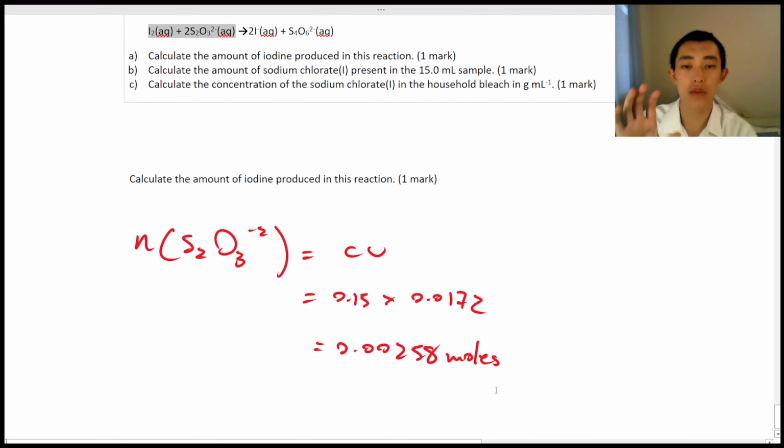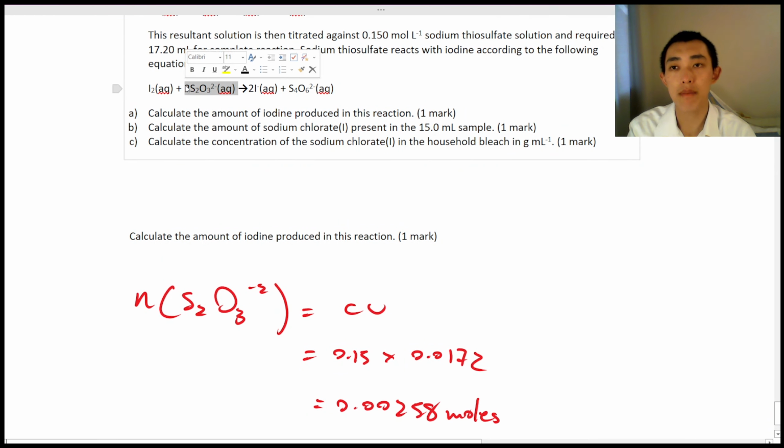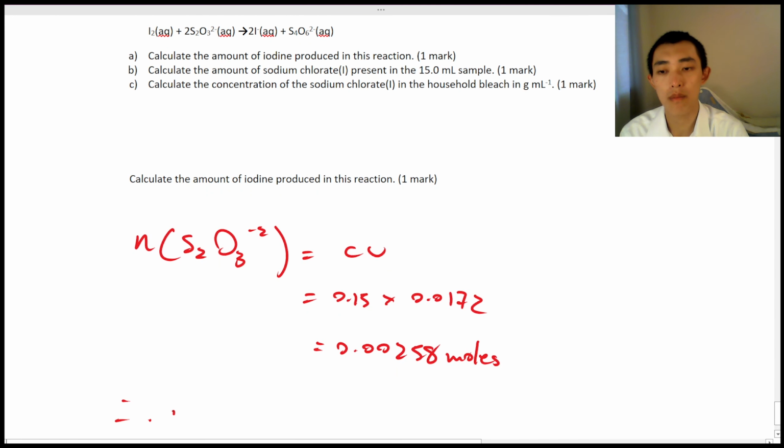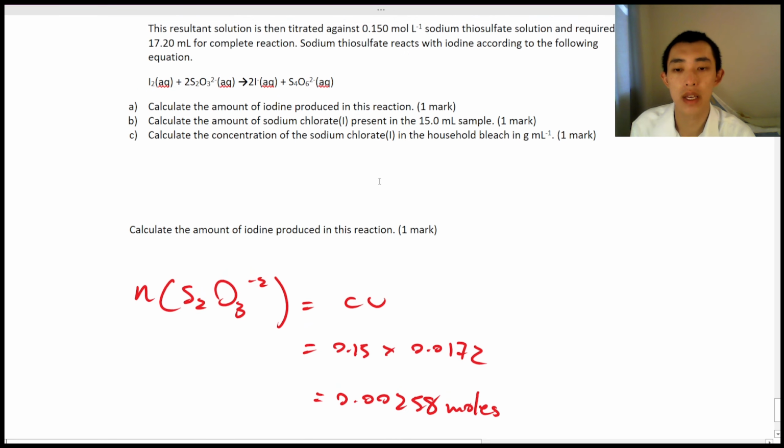If I had to use 0.00258 moles of this, how many moles of iodine must there have been? Well, it's in molar ratio, so therefore moles of I2 is equal to 0.00129 moles. So you just divide this previous number by 2 because there's a 1 to 2 ratio there, right? It's like if I had to use 100 wheels to make cars, how many frames must there have been? There must have been 25 frames.